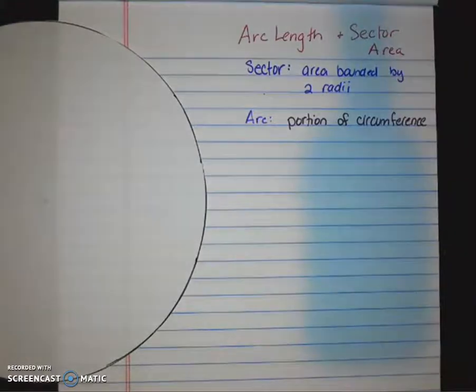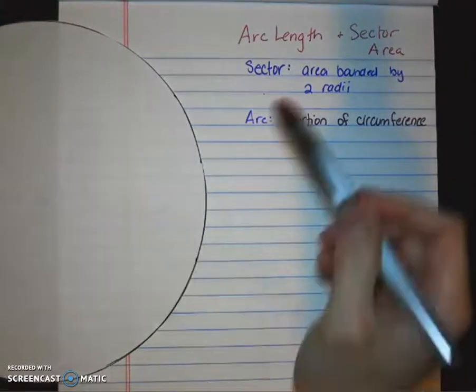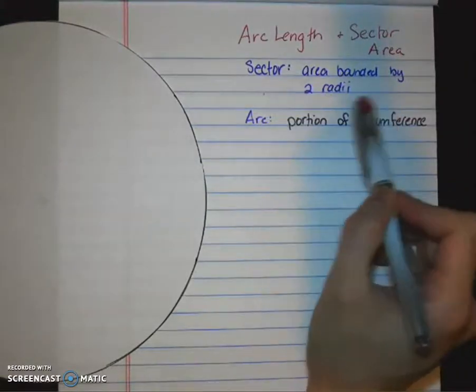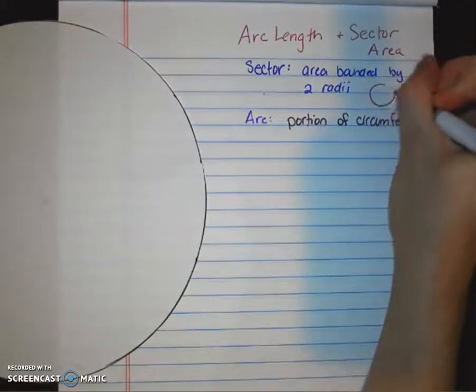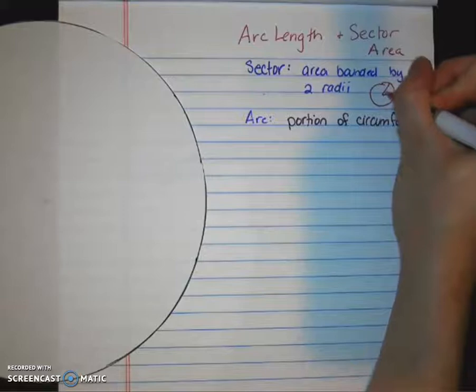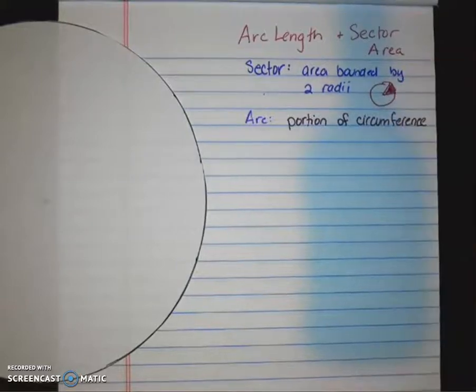So to remind us of our definitions that we learned last week, a sector is an area bounded by two radii. So it's just a slice of our pie. So if we think of our circle like this, something like that would be a sector. And we're going to talk today about how we could find the area of that sector, just like we can find the area of a rectangle or a square or a triangle.